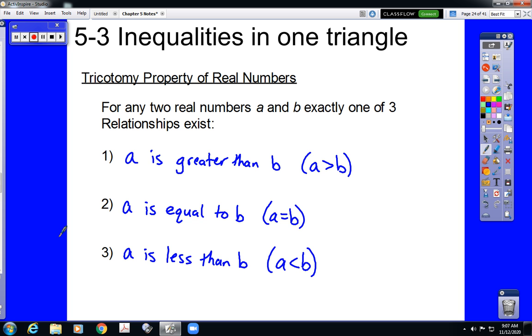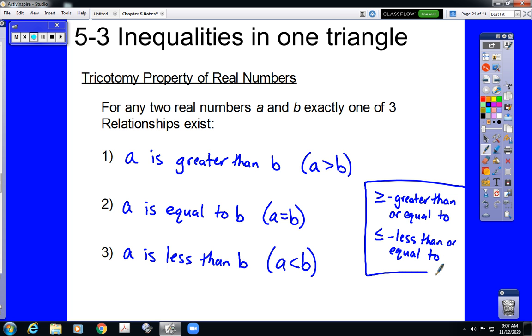Now that being said, on occasion we don't know which one it is, so we do have two other important symbols that come up. We have the greater than or equal to symbol, and we have the less than or equal to symbol. Those are only used when we do not know which of these three properties exists. But again, it can only be one of the three when it finally is solved. If we know both values, it can only have one of these three properties. Either a is greater than b, a is equal to b, or a is less than b.